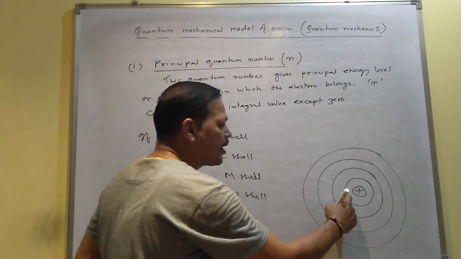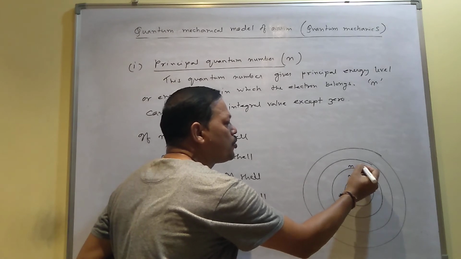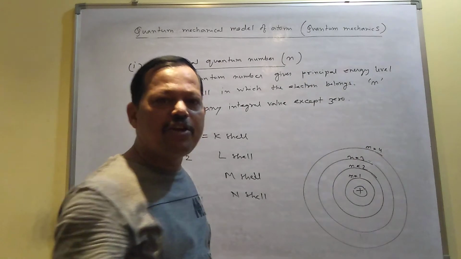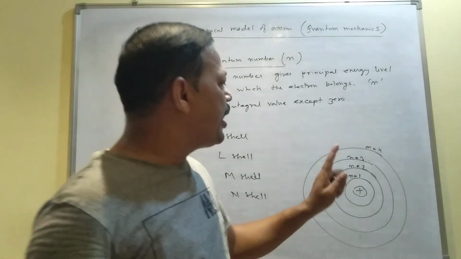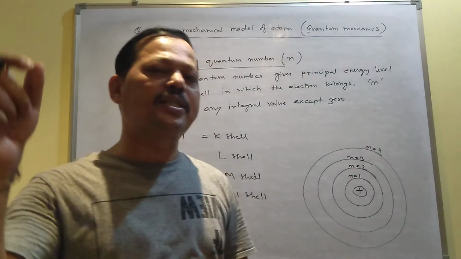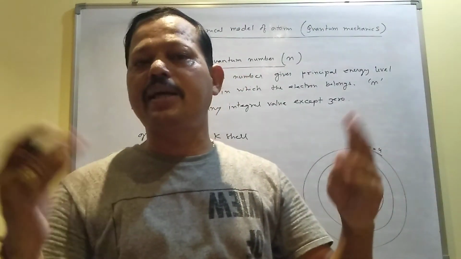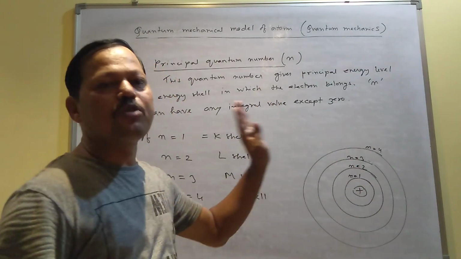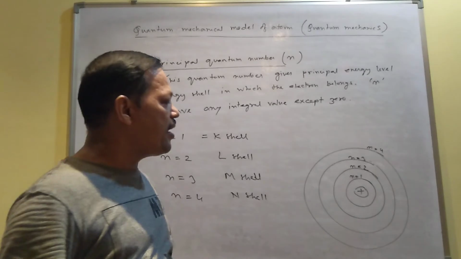So for the first shell, you can write n equal to 1. For the second shell, you can write n equal to 2. For the third shell, n equal to 3, n equal to 4. Initially, you got that an electron is present in the third shell. Now you don't get it like this. You will get that an electron is present in the n equal to 3 state. That means the electron is present in the third shell. An electron is present in the n equal to 2 state. That means the electron is present in the second shell. So in this way, this principal quantum number represents the different shells present in an atom.